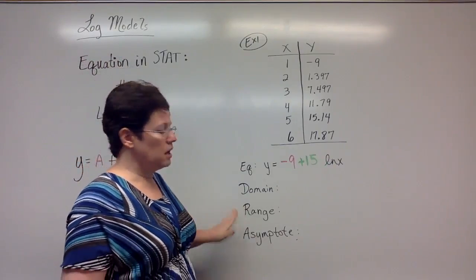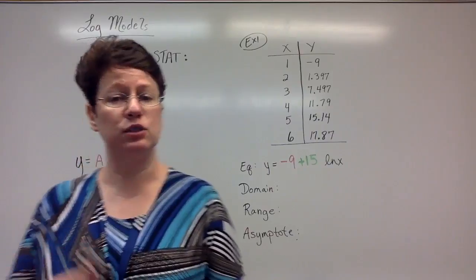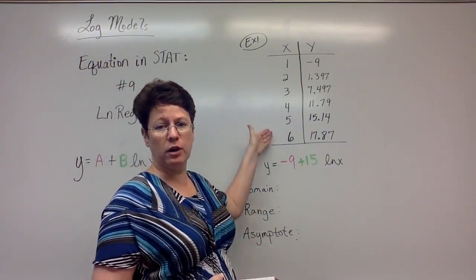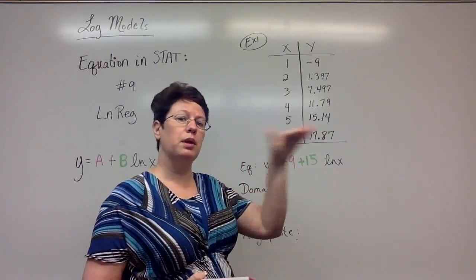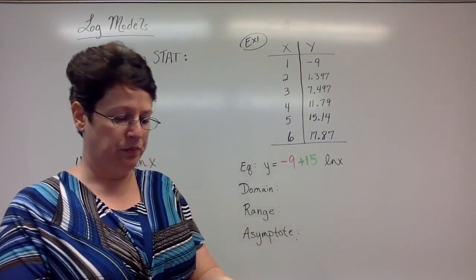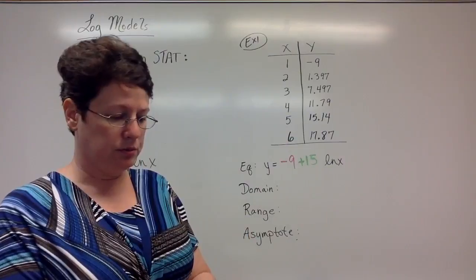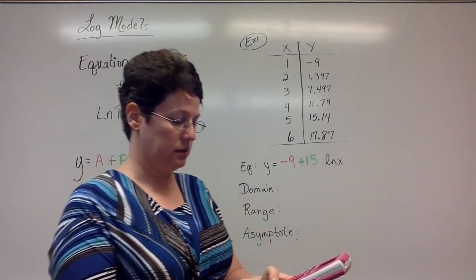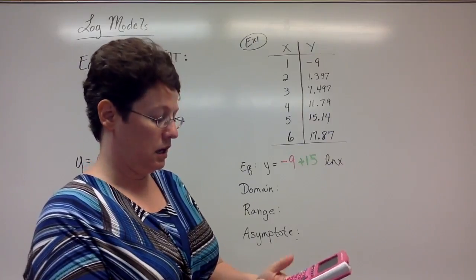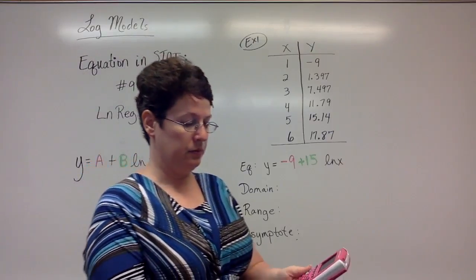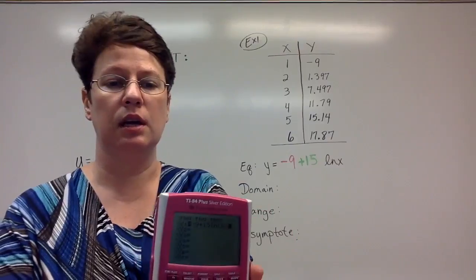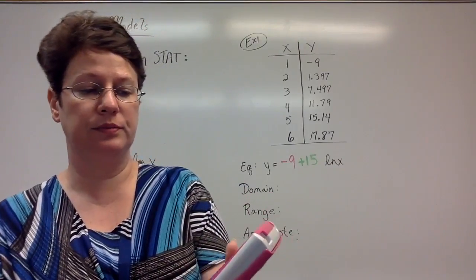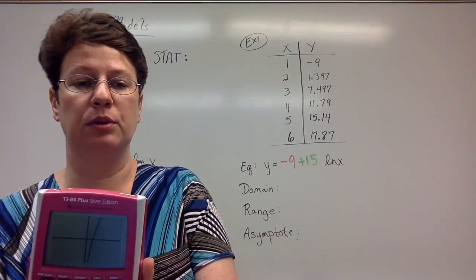Now we have our model, okay? So we're asked the domain, the range, the asymptote. We may be asked to graph that model and compare it with our points. So we would graph our points, graph the model, and compare. Are they over top of one another? So let's go to y equals, and we're going to plug in negative 9 plus 15 ln x. Okay, super easy. We hit our graph button, and it gives us this wonderful, pretty graph right here.